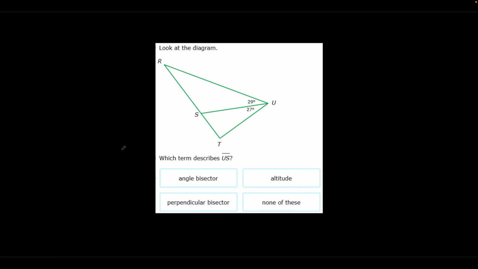For these last types of problems, these are kind of trick problems, I guess. So let me explain. It says, which term describes US? All right. Is it an angle bisector? No, it is not, right? These are not equal numbers, not an angle bisector. Is it an altitude? No, it's not. There's no right angle. And it's not a perpendicular bisector because, again, no right angle. And so in this case, it is none of these.